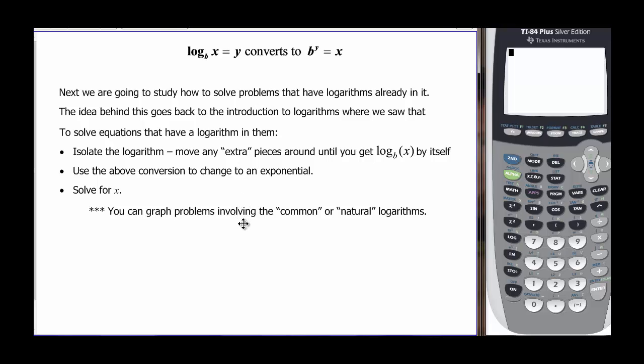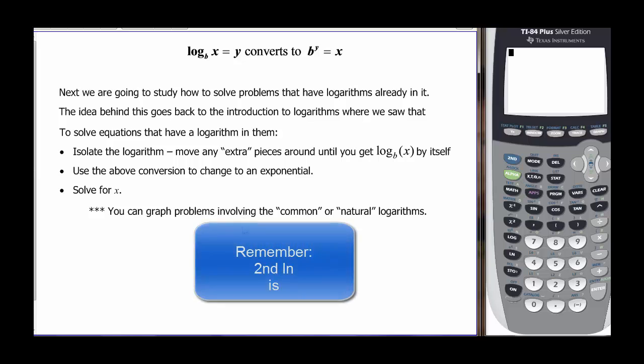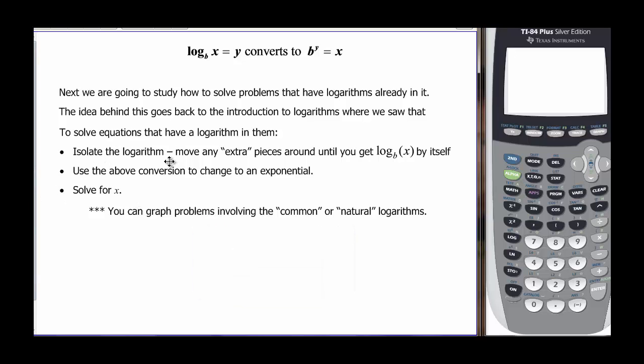If we do have a common log or a natural log, we could go straight to our calculator to be able to solve those and graph them or any other way that we wanted to solve them. But most of them will have some other base, so we'll need to convert them to exponentials. To do that, we need to isolate the logarithm just like we were isolating the base, and then move the other pieces away so that we get the log with the base by itself, and then we convert it and change it to an exponential.